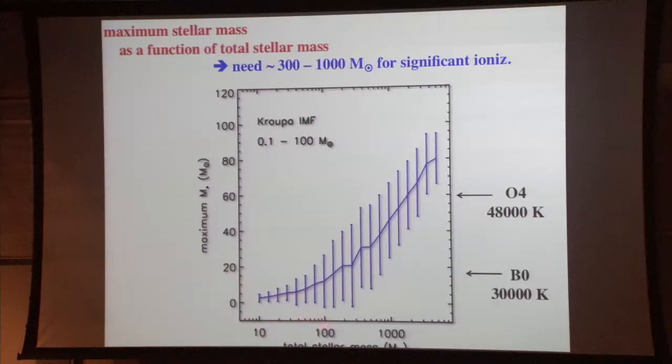So, for example, if you form 100 solar masses of stars, the maximum mass you probe is about 10 solar masses in terms of stellar mass. In order to get an O4 star, which is about 50 solar masses, you require roughly 1,000 solar masses of stars actually forming, which is comparable with the Orion cluster.